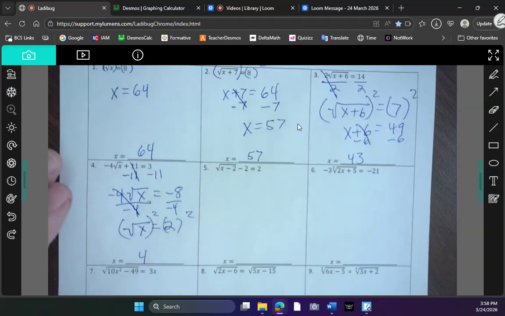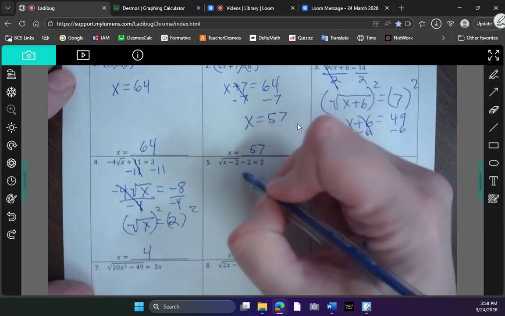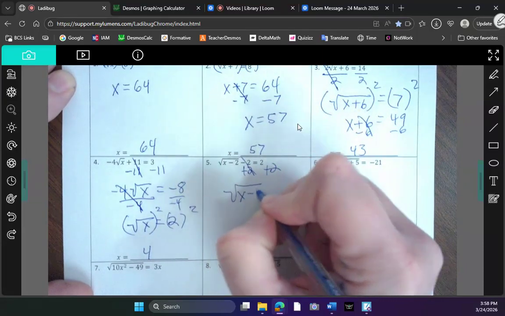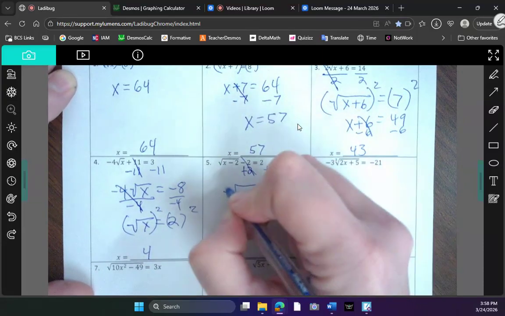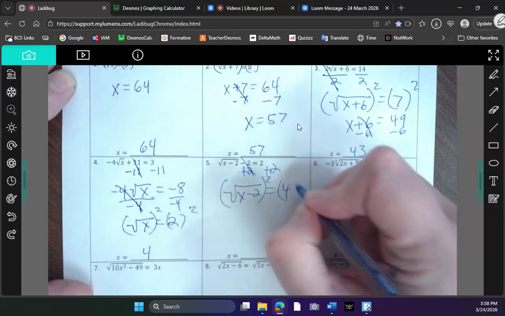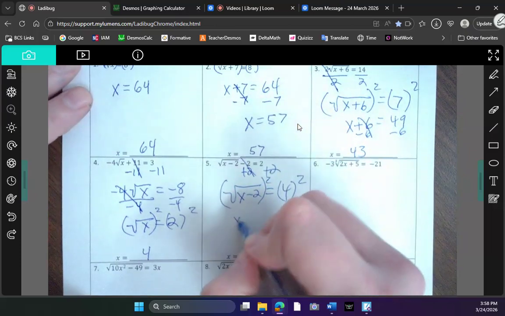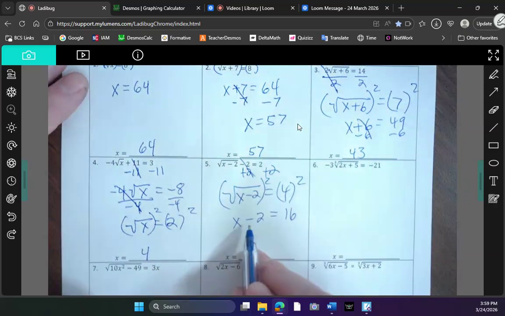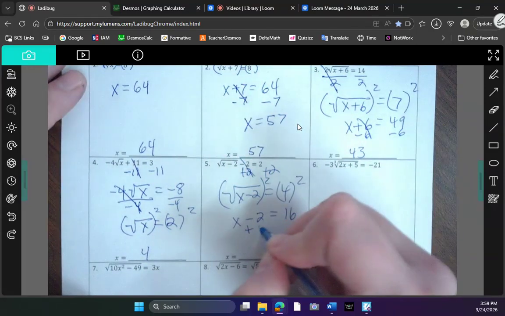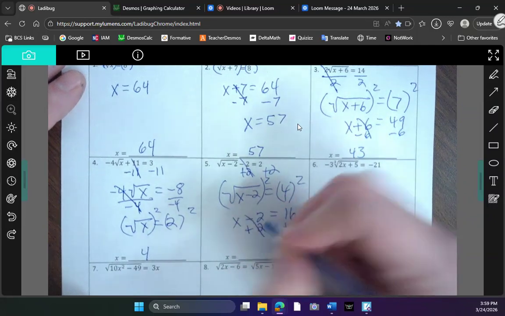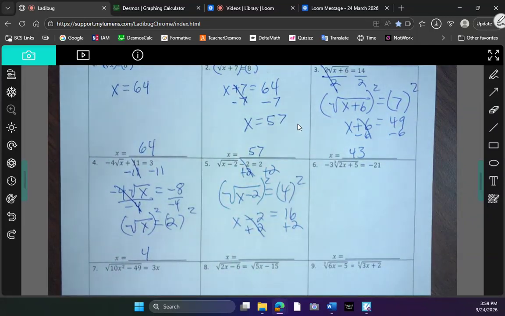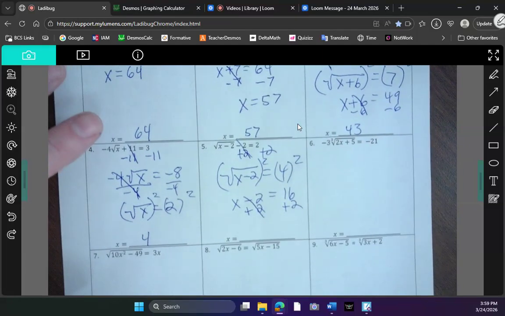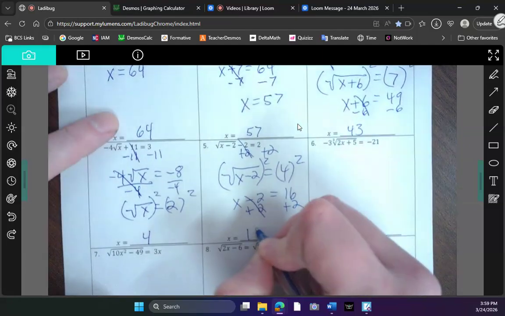So with number 5, we're going to add 2 to both sides. Square root of x minus 2 equals 4. Then we square both sides. X minus 2 equals 16. And the opposite of subtracting 2 is adding 2. We're always trying to undo what is being done to x so we can see what it originally equaled, which in this case is 18.